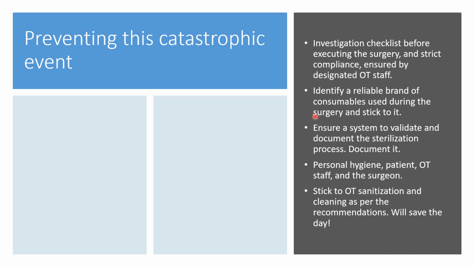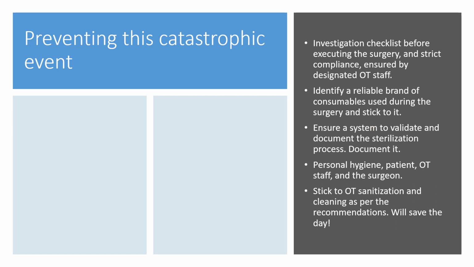Identify a reliable brand of consumables used during the surgery and stick to it. It may be that for saving some amount of money, one can opt for cheaper products, but then one has to test them over a period of time and only then stick to them. And ensure a system to validate and document the sterilization process, and most importantly document it. There should be some kind of sterilization marker, some indicator tape or indicator strip which is used on a drum or any content which is sterilized, and that same indicator strip is then documented in a register where the date and batch of that drum which was sterilized should be kept as a record.